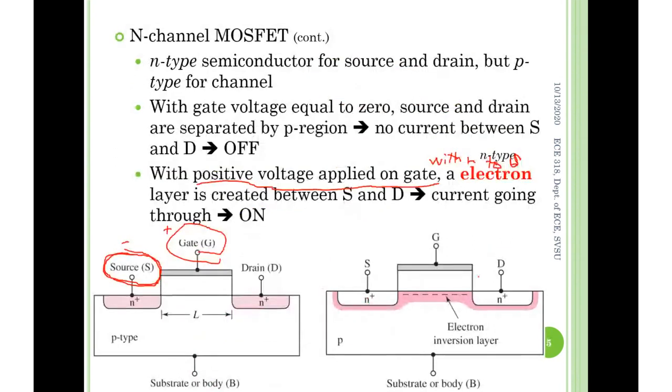So the bottom line is, drain and source are absolutely not the same. From here, we cannot see that, I agree. However, they're absolutely not exchangeable.